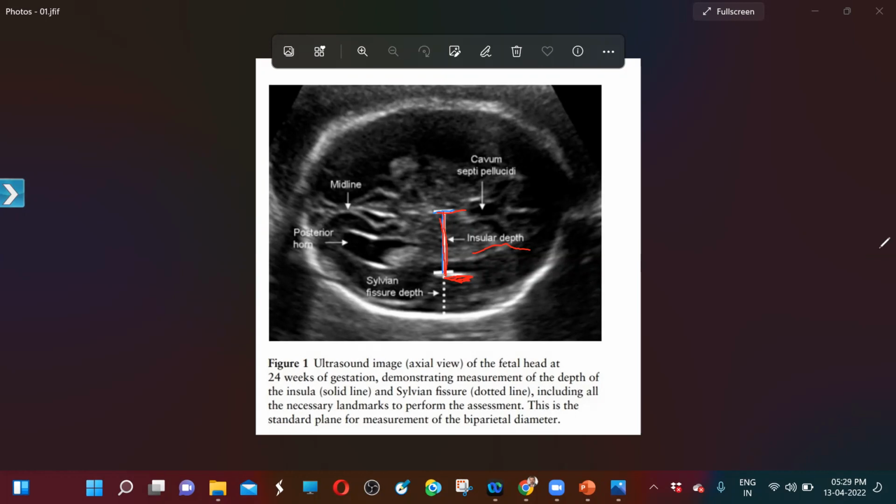Now, the significance. Why should I know about this? If we are having fetal brain migration disorders, I will be having an abnormal insular depth.